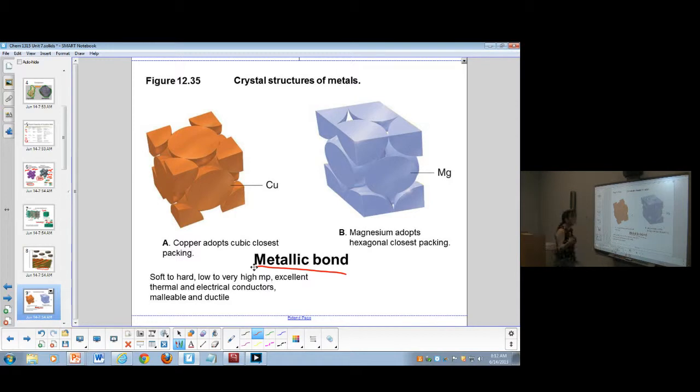And of course, metals are really good at being thermal and electrical conductors. They're malleable, which means that you can hammer them into sheets and things like that. And they're ductile, which means that you can spread them out into some kind of a thin wire, for example.